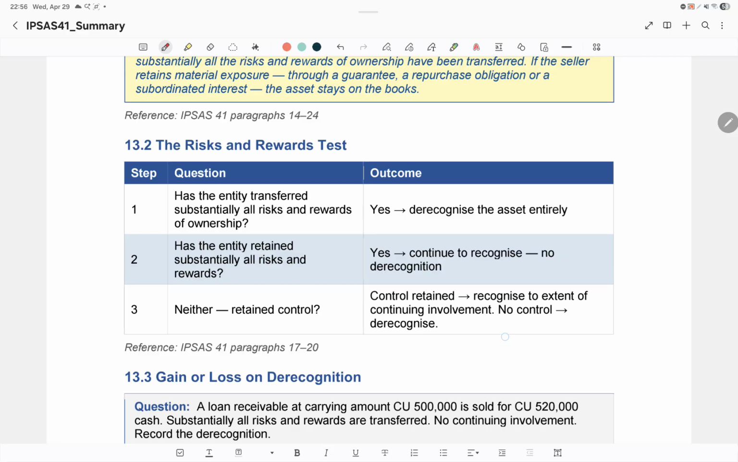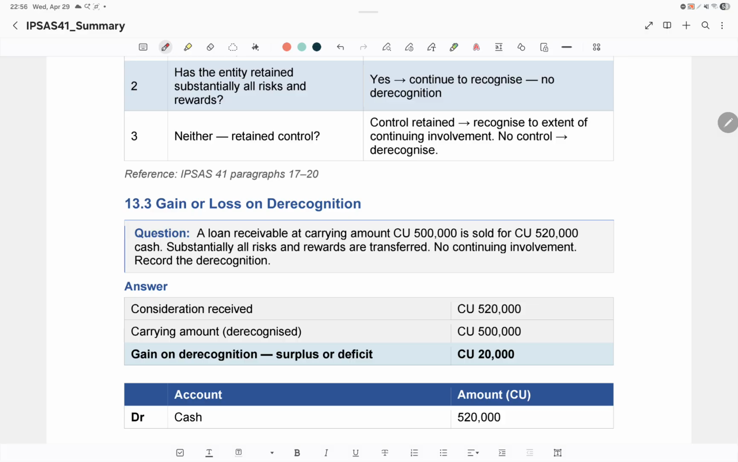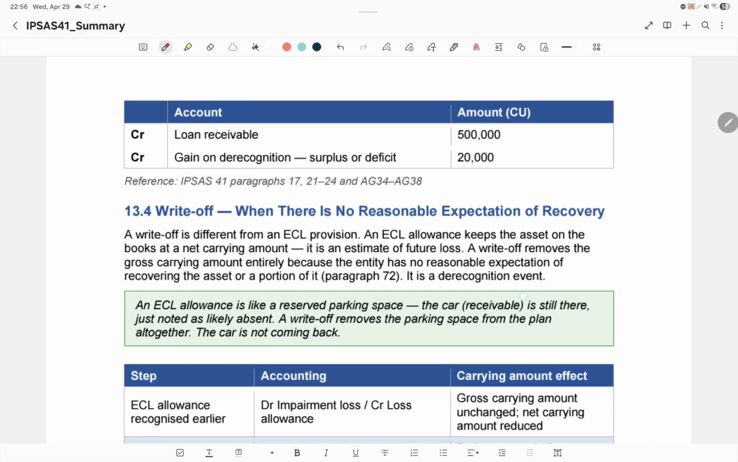No control, derecognize. So a loan receivable at carrying amount is sold for 520. Substantially all risks are transferred, no continuing involvement. So consideration received is 520, less the carrying amount, gives the gain or loss.